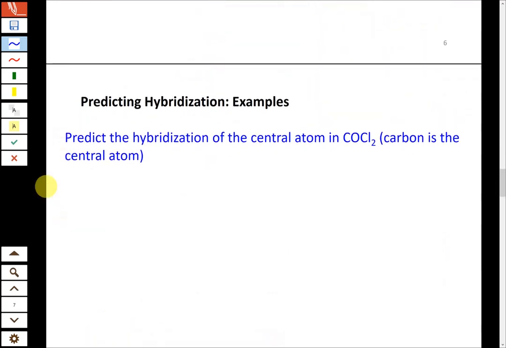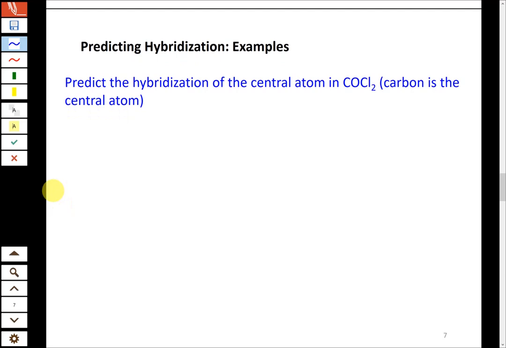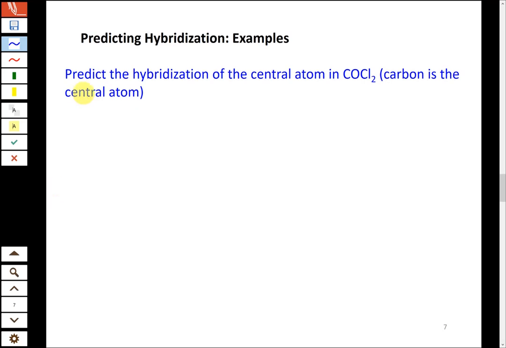All right, so let's go right into it. So let's predict the hybridization of the central atom in COCl2. So just like the VSEPR approach, for hybridization, you need to have a reasonably good Lewis structure. It doesn't have to be perfect, because again, all that really matters is the number of electron groups around the central atom. If you don't perfectly minimize formal charges, or if you don't have all the correct number of double bonds and things, you're usually going to be okay. But you still need to have a reasonably good Lewis structure for this.